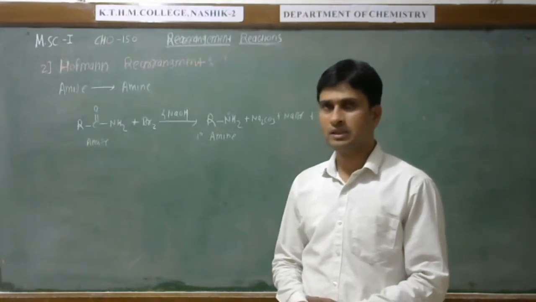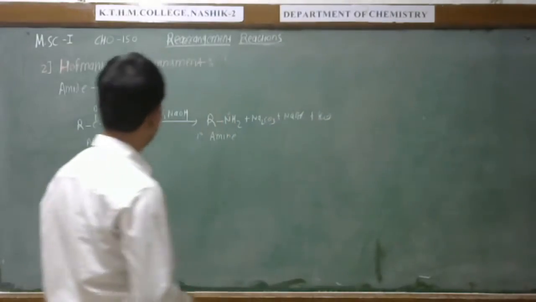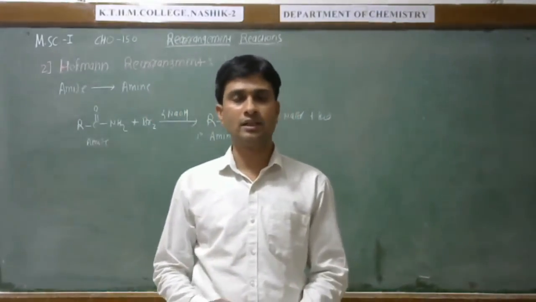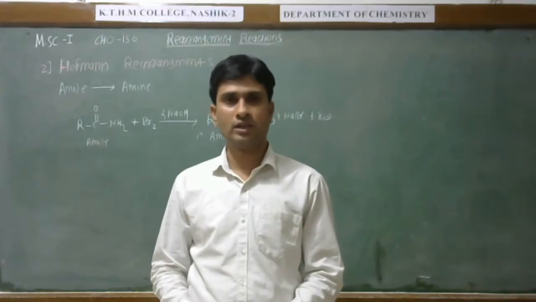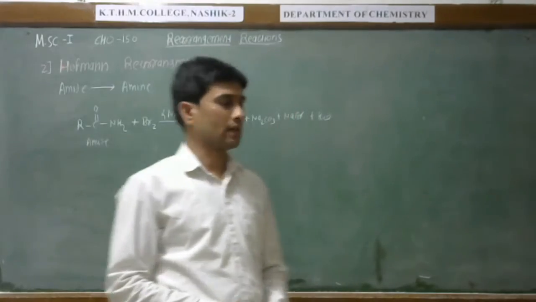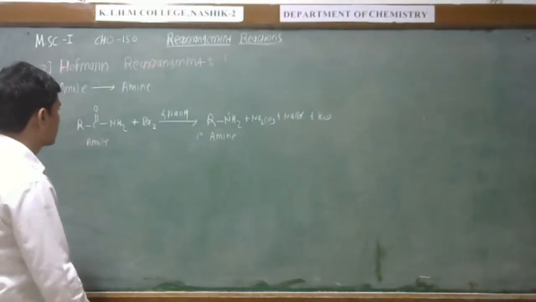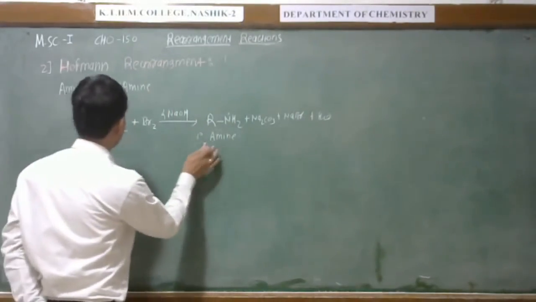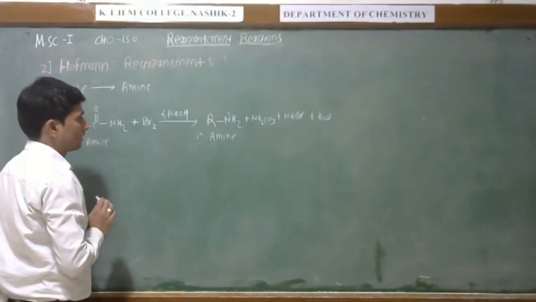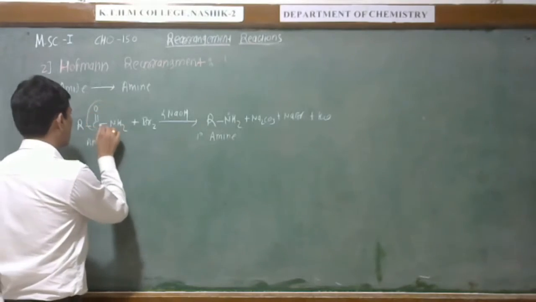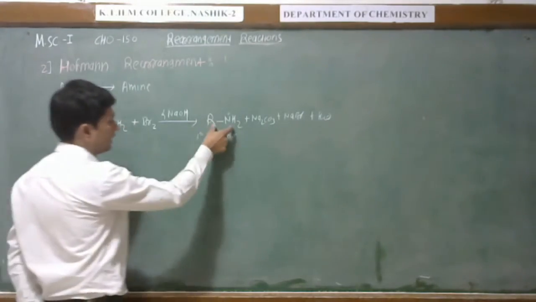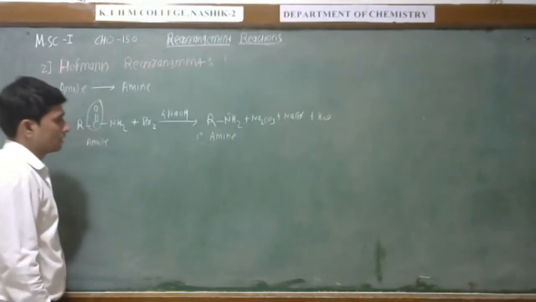So this reaction is called the Hoffmann rearrangement, or the Hoffmann bromamide reaction, or somewhere it is called the Hoffmann bromamide elimination reaction. In this conversion of amide to primary amine, we can simply remember this: this carbonyl will be removed here, and this NH2 will attach to this R, and we get the amine.